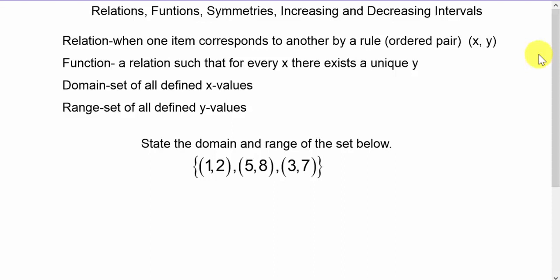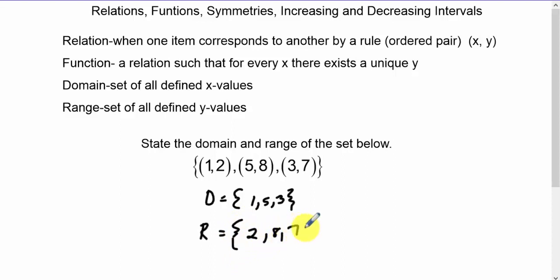All right, so when I look at this set of ordered pairs, and I want to define the domain. Domain is basically equal to the set of all x's, so that's 1, 5, and 3. You can put them in order, I don't really care. Range, set of all y's, so that's 2, 8, and 7. And if for some reason a number is listed twice, you only need to list it once.